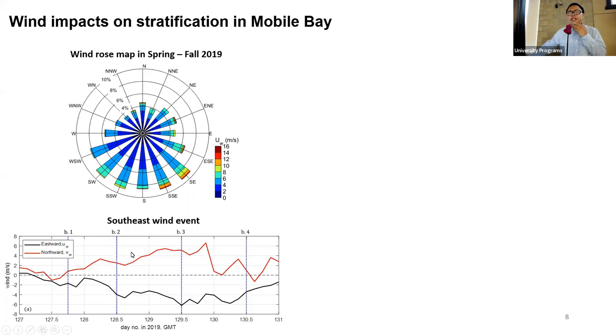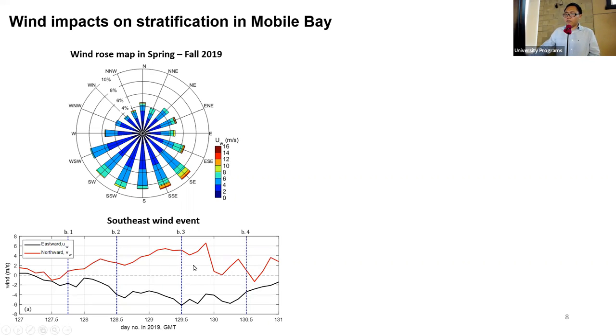The wind duration is about three days, and the peak wind speed is 8 meters per second. The red line is the northward component, and the black line is the east-west component, which is negative to the west.